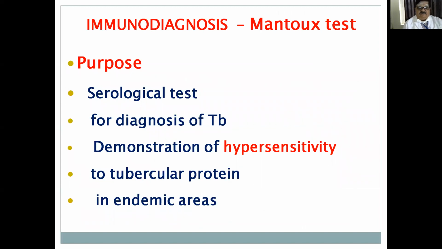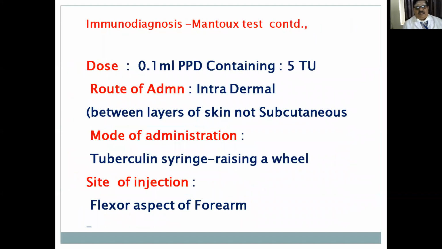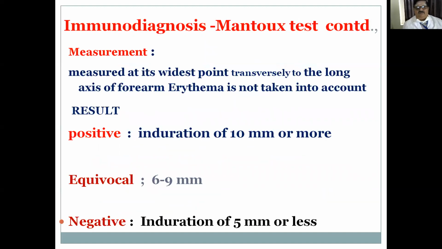So Mantoux test, why is it done? Skin test for diagnosis of tuberculosis. And it demonstrates hypersensitivity, especially in endemic areas, to tuberculous protein. Dose 0.1 ml, that is PPD containing 5 units. Route of administration, intradermal, between layers of skin. It is not subcutaneous, underneath the skin, no. It is between the layers of skin. Mode of administration by tuberculin syringe by raising a wheal. And site of injection, flexor aspect of forearm.